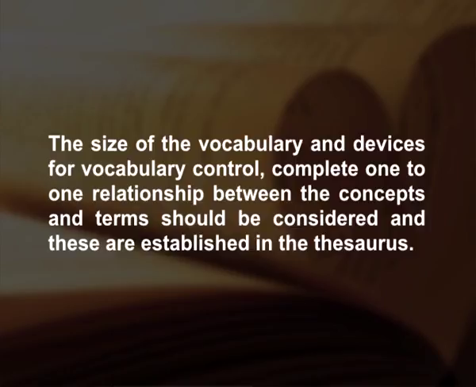An indexing system is based upon two fundamental but interdependent kinds of relations between the concepts: syntactical relation and semantic relation. The syntactic relationships are built through a set of rules and by using a variety of relational operators. The semantic relationship could be successfully controlled by a thesaurus. In this regard, the size of the vocabulary and devices for vocabulary control, and a complete one-to-one relationship between the concepts and terms should be considered, and these are established in the thesaurus. So, a thesaurus is an indispensable tool for any indexing system.